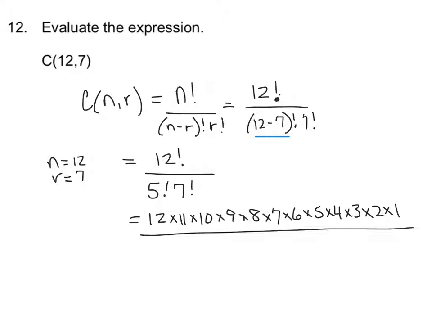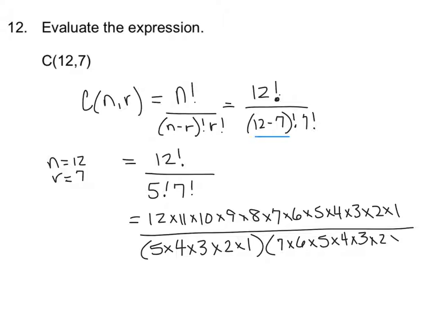So on the top, we have 12 times 11 times 10 times 9 times 8 times 7 times 6 times 5 times 4 times 3 times 2 times 1. On the bottom, we have 5 factorial, which is 5 times 4 times 3 times 2 times 1, and that's being multiplied to 7 factorial, which is 7 times 6 times 5 times 4 times 3 times 2 times 1.